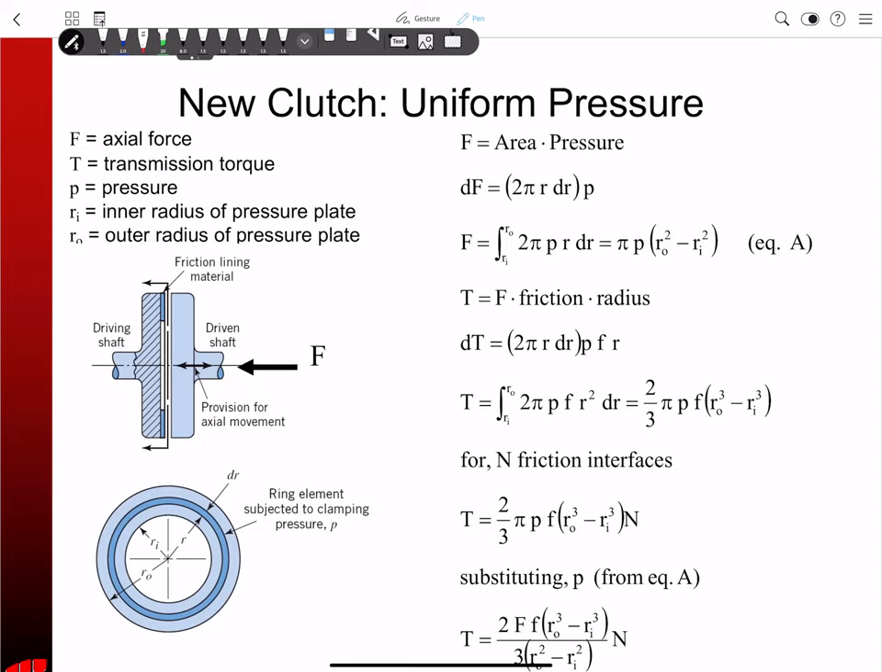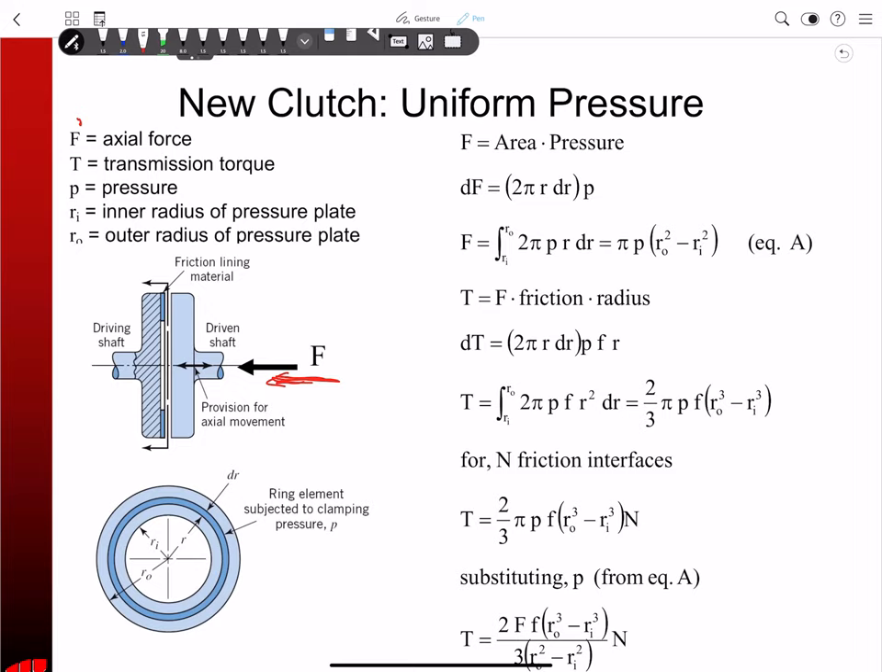Nomenclature: F. This is the axial force here. This is the force that pushes the two plates together. Big T is the transmission torque. That's how much torque I'm trying to transmit. Pressure is the pressure, the force divided by the total area, right? And then we have inner radius and outer radius. Okay, just so we're sure on that.